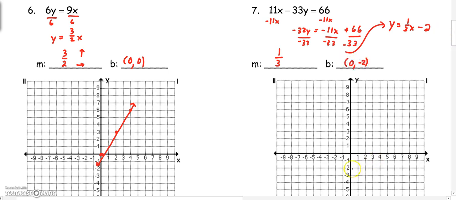So on the graph, I'm going to start at negative 2. My slope tells me to go up 1 because it's positive, and right 3. Remember that we always move right. So we're going to go up 1 over 3, up 1 over 3, and then I can connect my line.